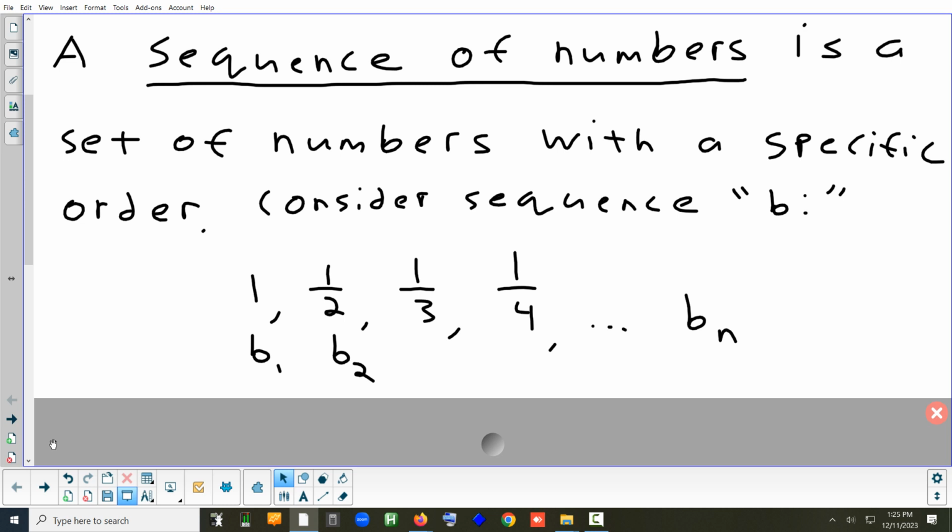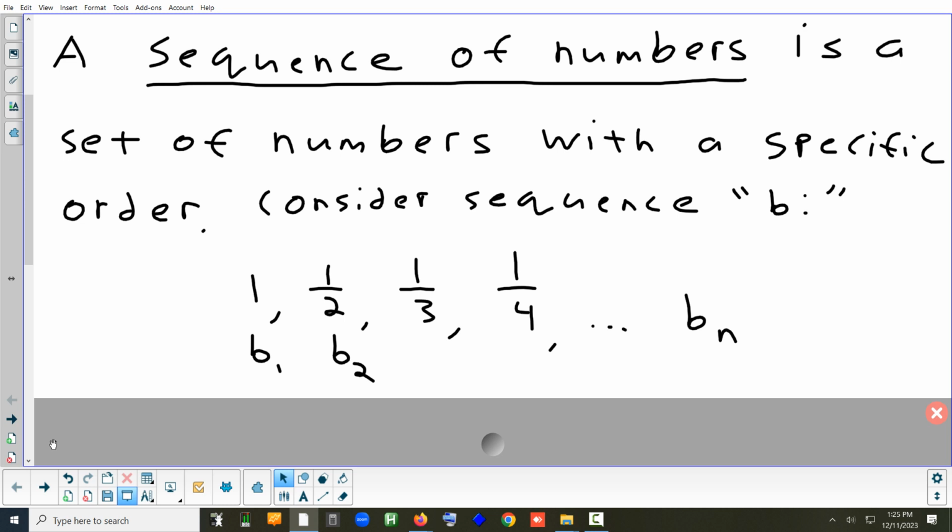Okay, there are 2 types of sequences. There's what we call an infinite sequence, which means it just keeps going forever. And then there's a finite sequence. Finite means the sequence stops. So maybe you get to the 10th term, and that's it. It doesn't go past. Okay, any questions on that notation to describe the term position?